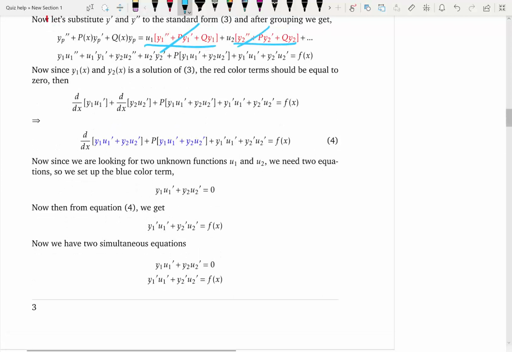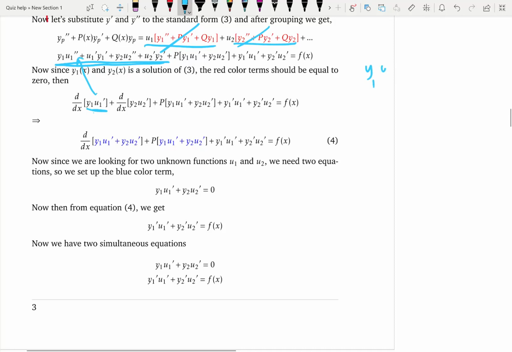Now what we can do is we again try to regroup. If you look at these four terms here, we can rewrite them as, you can think of them as the product rule of these two. If you differentiate y1 and u1 prime with respect to x, you have to use the product rule. This is exactly what you get if you use the product rule.